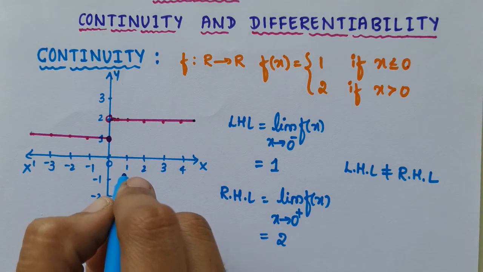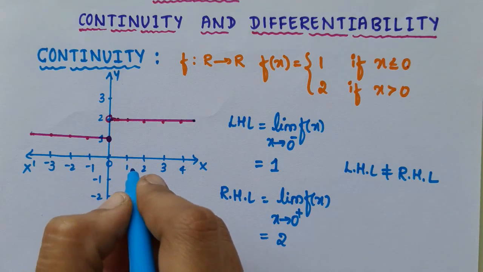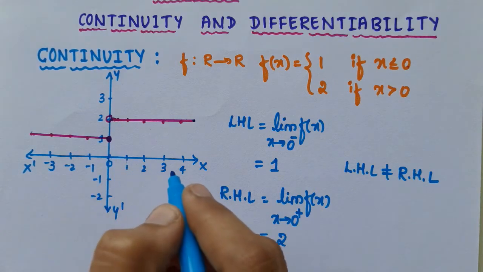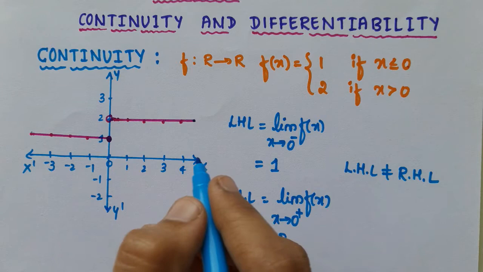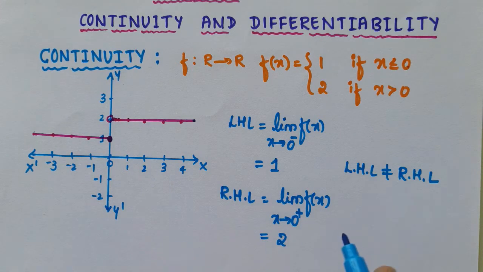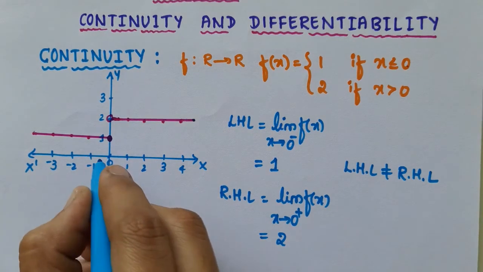X equal to 0 is the point of discontinuity. At x equal to 0, we have to lift the hand to complete the graph. Therefore, the function is discontinuous. It is not continuous at x is equal to 0.